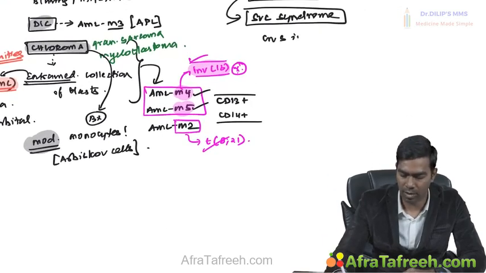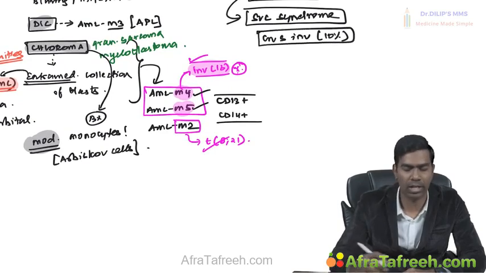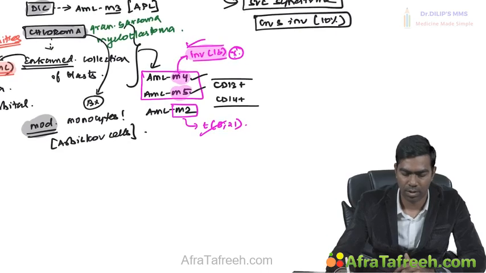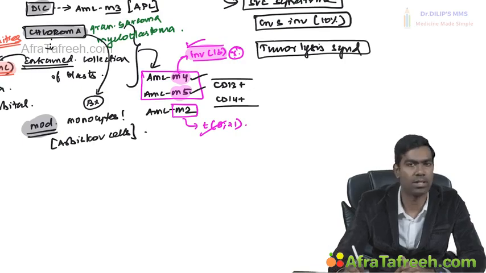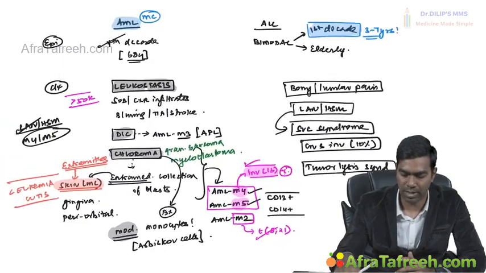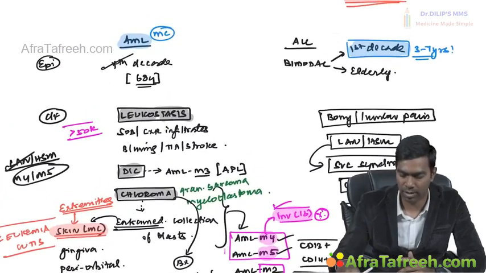And CNS involvement happens in 10%. Again, it stands out in ALL compared to AML, where you can develop cranial neuropathy, nausea, vomiting, raised intracranial pressure, a lot of stuff. And tumor lysis syndrome. Again, tumor lysis syndrome can happen in both AML as well as ALL, but I think it is relatively more common with ALL than AML. So these are the two important things that you have to see. But some common things are there.